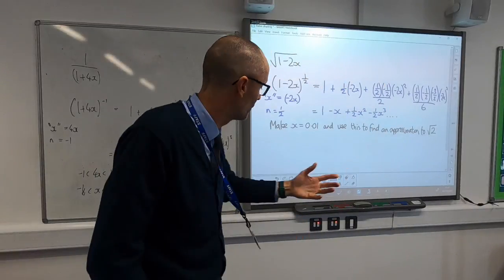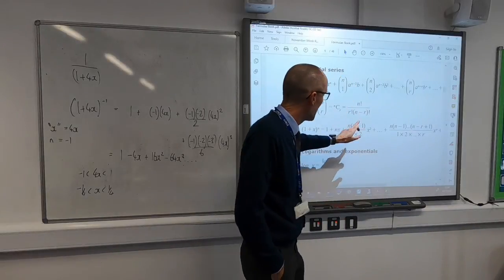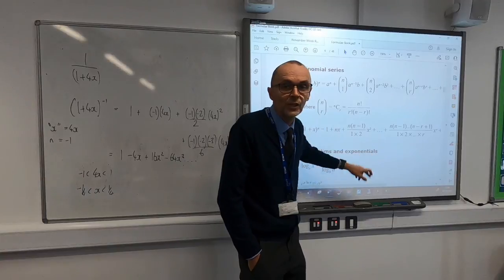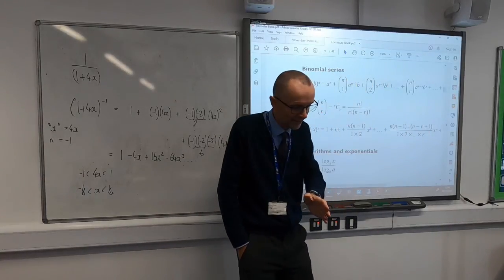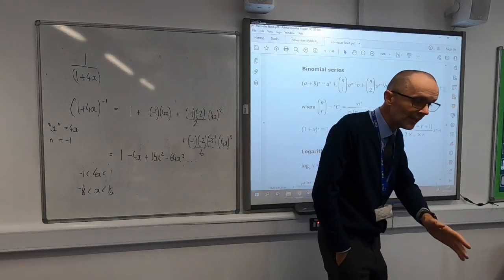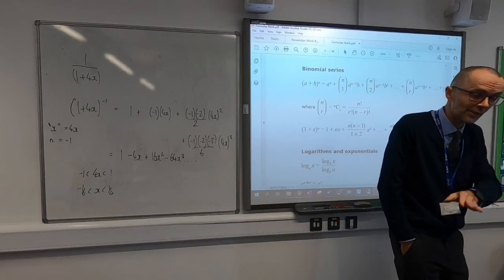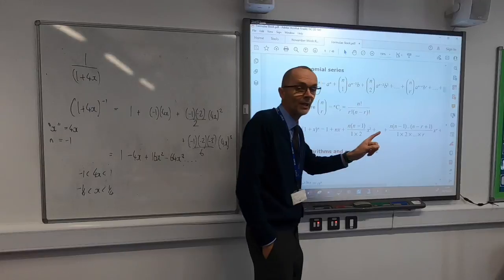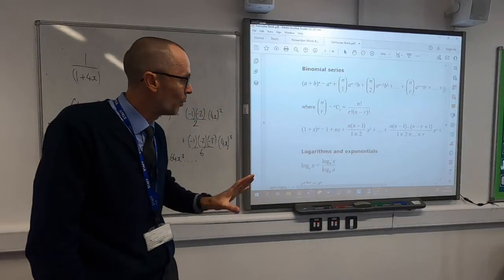So okay, the formula says that you've got n times n minus 1 over 1 times 2. So the next term, which is what this is trying to tell you, would be n times n minus 1 times n minus 2, and not over 1 times 2, but over 1 times 2 times 3. And it's not being multiplied by x squared, it's being multiplied by x cubed. And it's always going to be like that.